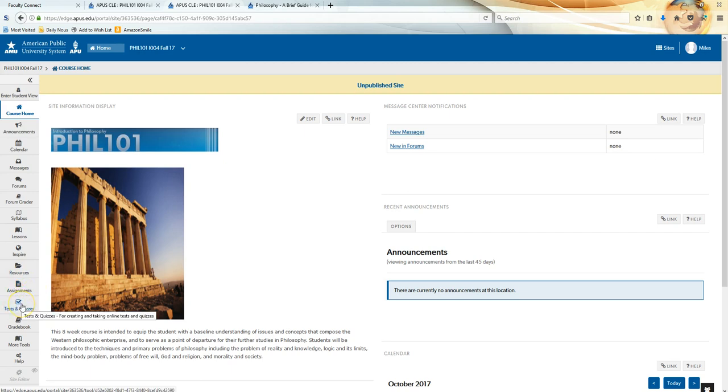And then you go to the tests and quizzes tab. So pretty much every week you're going to take a quiz at the end of the week. You can access that here. Lastly is the gradebook tab. This is where you can go to check up on the grades that you've had entered for particular assignments.